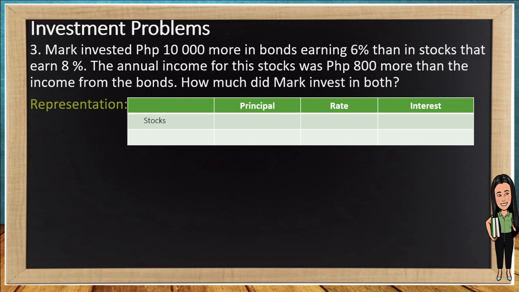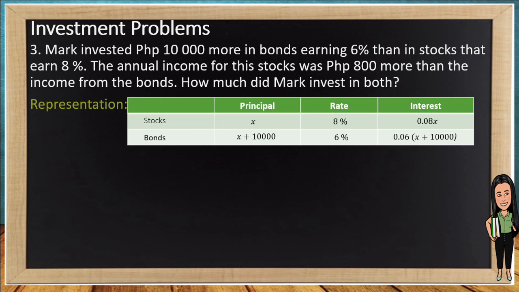So, yung stock gamitan natin ng variable. So, yung stocks ay X, yung bonds ay 10,000 more. The X plus 10,000. Yung rate ng stocks, 8%. Okay? And yung rate ng bonds, 6%. Yung interest niya ay 0.08x and 0.06 times quantity x plus 10,000 dun sa bonds.